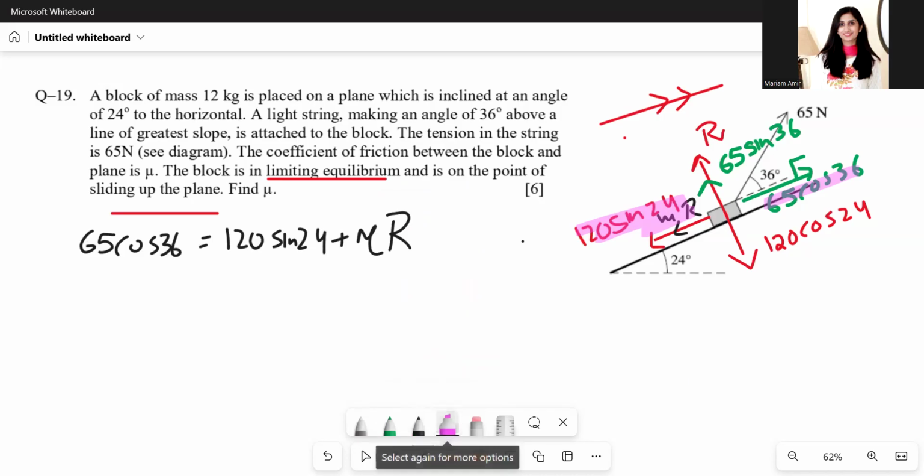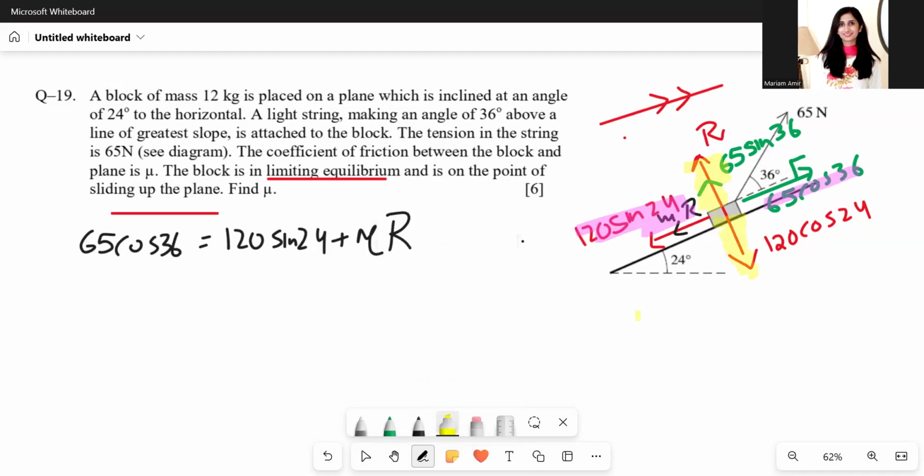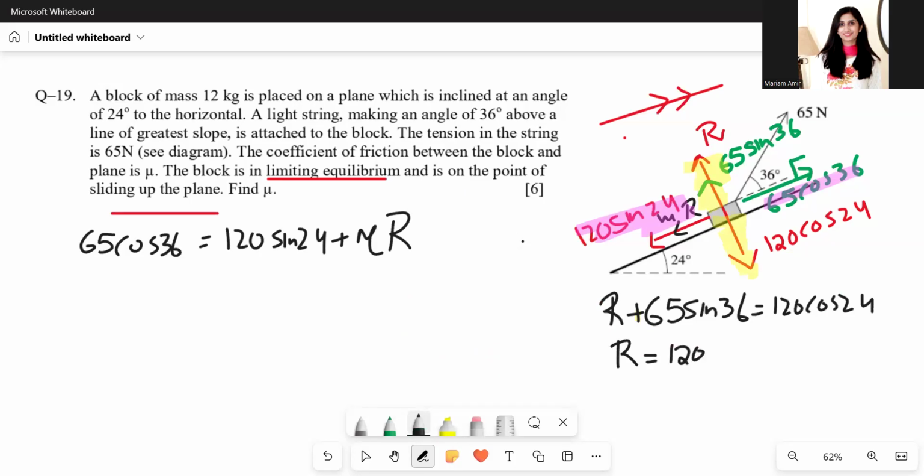And for R, you have to equate these two forces. Up forces is equal to down forces. So to find R, we're going to do R plus 65 sine 36 equals 120 cos 24. So R will be equal to 120 cos 24 minus 65 sine 36. I'm going to substitute that here.